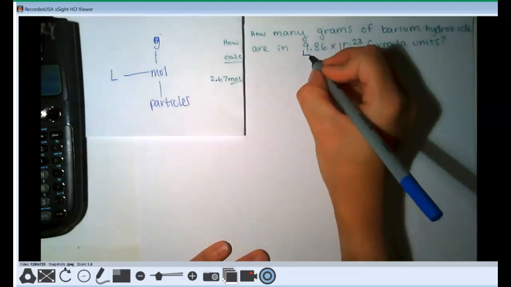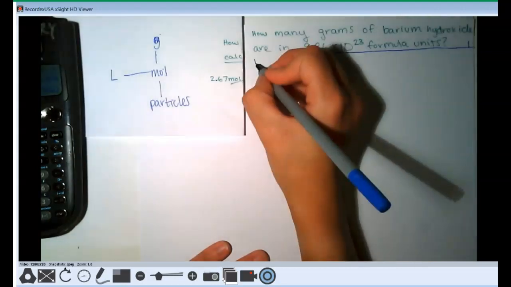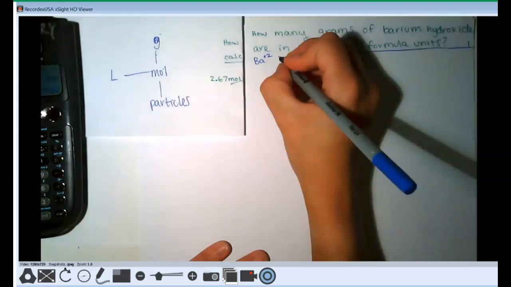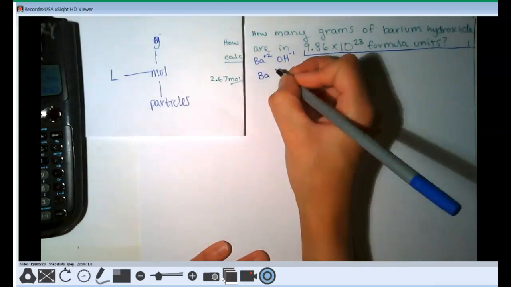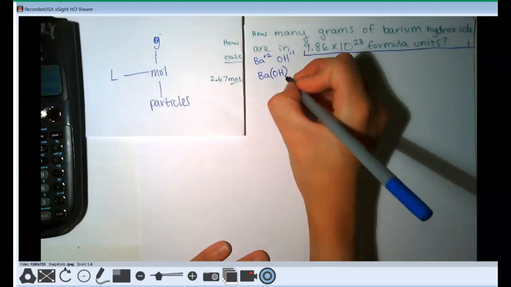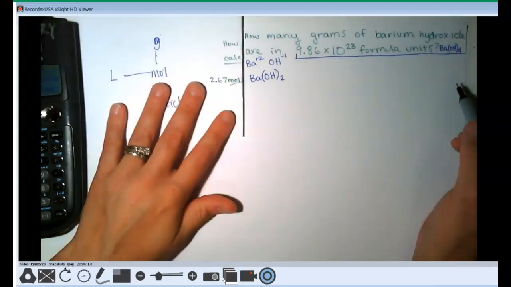So I'm going to underline my given value, my units, and then I'm going to add in my substance. So I'm going to go ahead and do my crisscross. So barium has a +2 charge, and then hydroxide is OH with a -1 charge. So when we crisscross, we get Ba1, and then we're going to end up with 2 OHs. So I'm going to open parentheses, close parentheses, and put my 2 outside. So now I'm going to put that in here so I don't forget to use it. BaOH2.